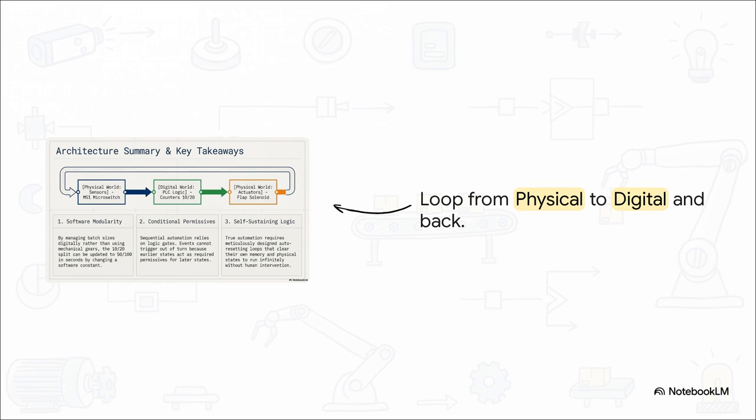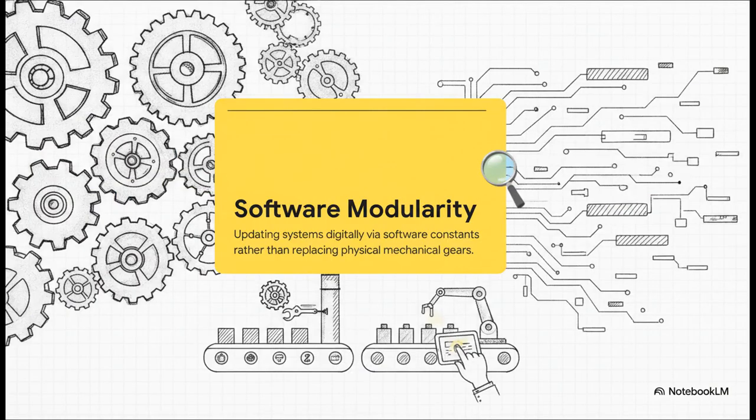Once a specific condition is met, the digital world sends a signal right back out to the physical world, triggering actuators like our flap solenoid. Physical to physical, over and over again. So you might be asking, why does this matter? Why not just use complex mechanical gears like a giant clock? The answer is software modularity.